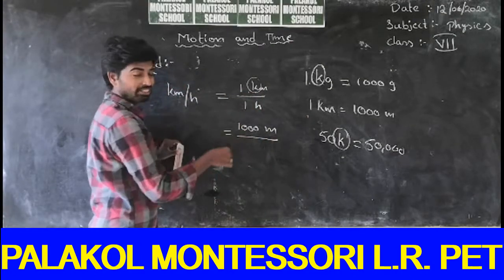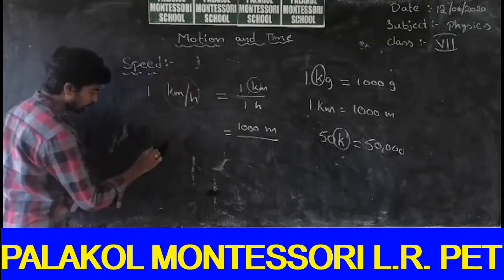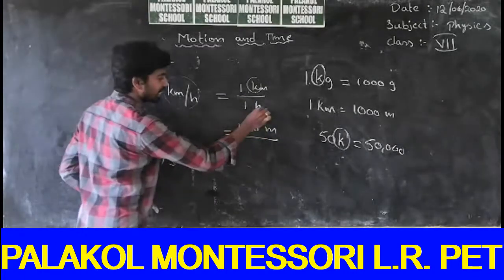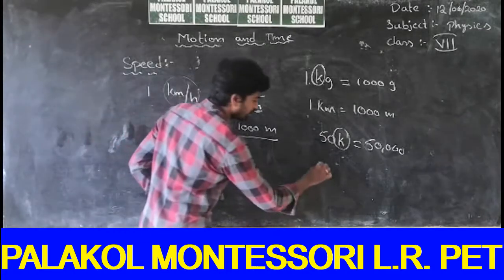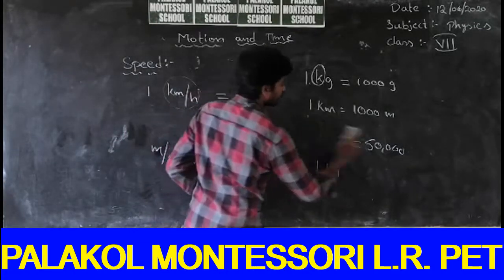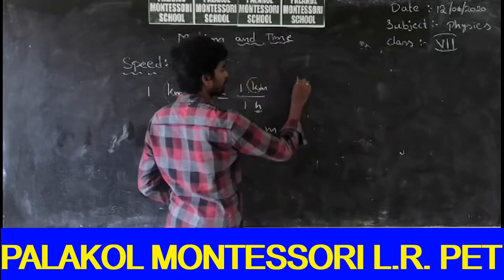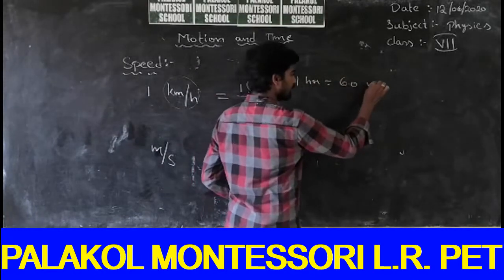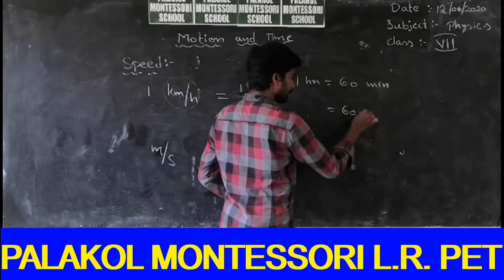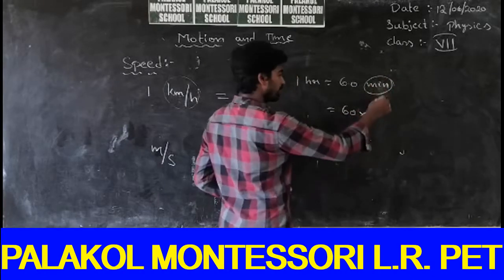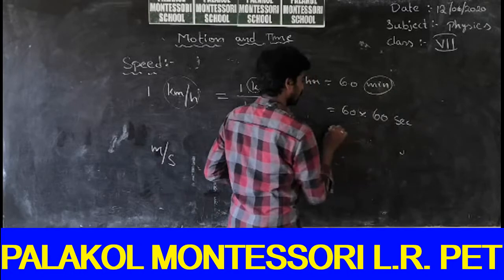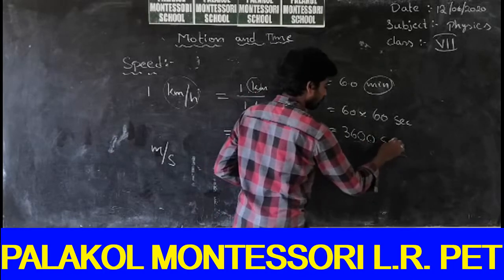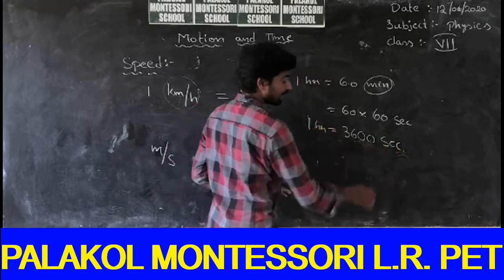So let us convert kilometer per hour into meters per second. I have converted kilometer into meter. Now just convert the hour into seconds. So 1 hour is equal to how many seconds? Let us convert it into minutes first. 1 hour is equal to 60 minutes, and 1 minute is 60 seconds. So 6 into 6 is 36, and the 2 zeros are placed as they are. So 1 hour is equal to 3600 seconds.